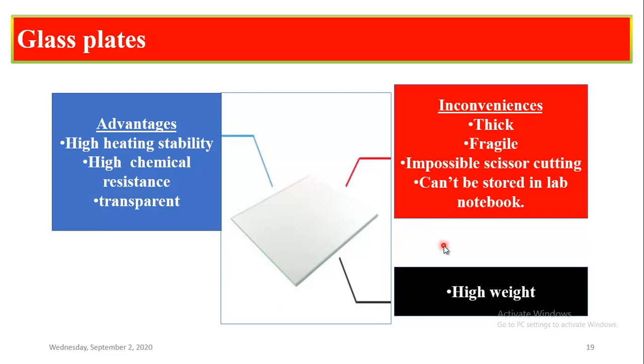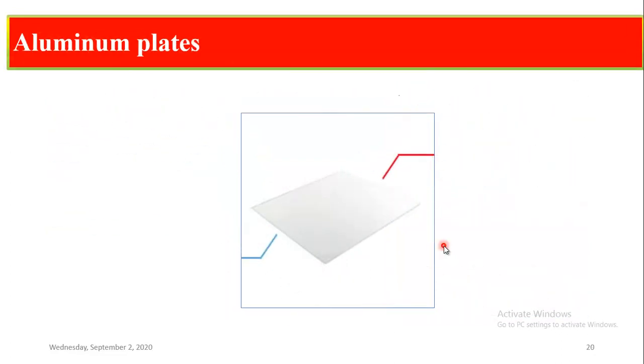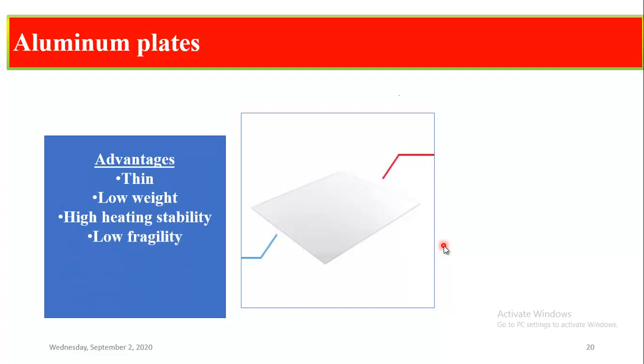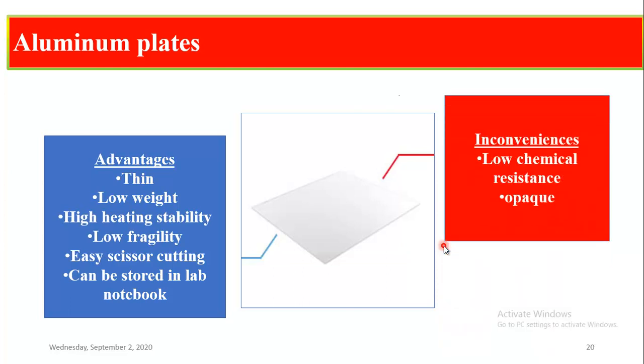High weight. And next is the aluminium plate. They are thin, low weight, high heating stability, fragility is low, easy to cut, and can be stored in a lab notebook. So these are the advantages if we use aluminium, but it has low chemical resistance and is opaque.